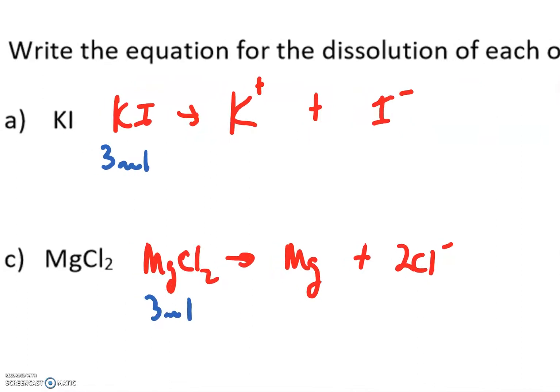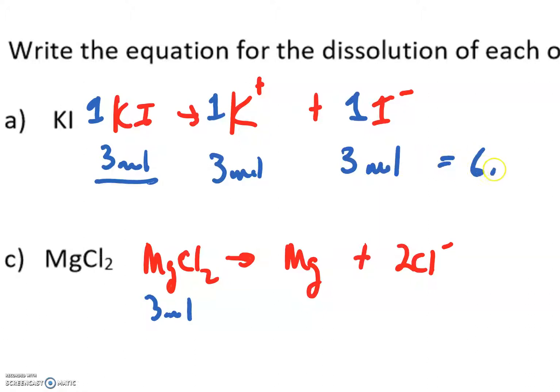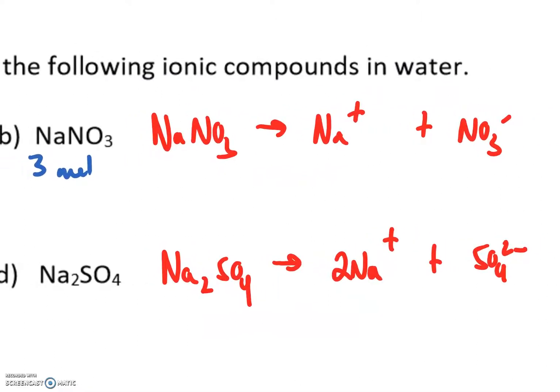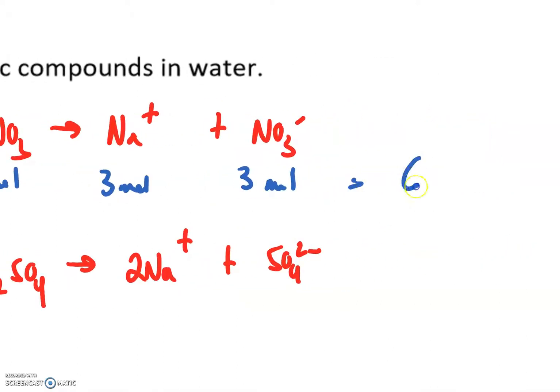So that means that if 3 moles of potassium iodide dissociate, and we don't use the coefficients if they're 1, you're going to get 3 moles of potassium and 3 moles of iodine for a total of 6 moles. Same's true here. 3 moles of sodium sulfate, sodium nitrate, and there's no coefficient, so everything's 1 to 1. It means you're going to get 3 moles of this and 3 moles of that for a total of 6 moles. That's all this is asking for.